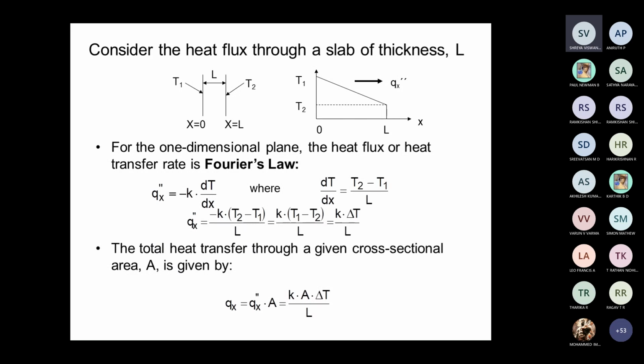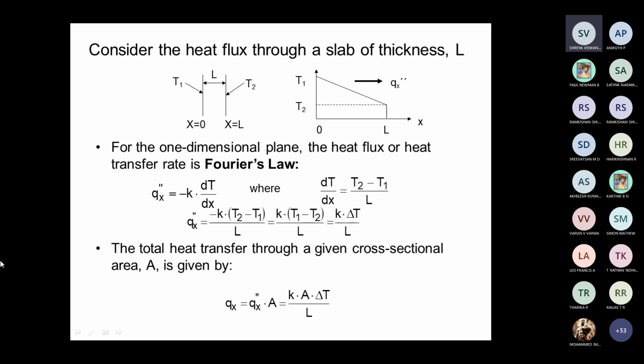The area which is normal to the flow is assumed to be unit area, or the answer will be in watt per meter squared. So usually capital Q equals minus KA dT by dx, where K is the thermal conductivity, A is the area, and dT by dx is the temperature gradient, where dT gives the difference in temperature and dx gives the change in thickness, or the thickness of the slab, or the material which we take.